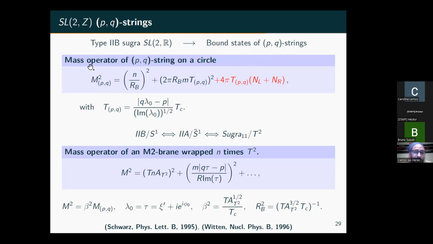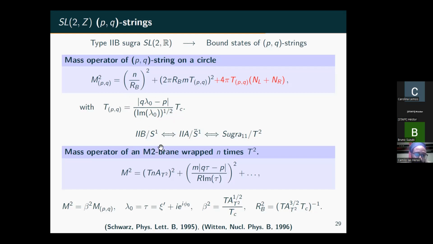The mass operator of a PQ string on a circle is given by this expression that we have here, where we have the Kaluza-Klein term, the winding term, and the oscillators. And the tension of a PQ string is given by this expression that we have here, where lambda 0 is the axiodilaton, which is a complex scalar field formed by the Ramond-Ramond zero-form and the coupling constant of the string, okay?